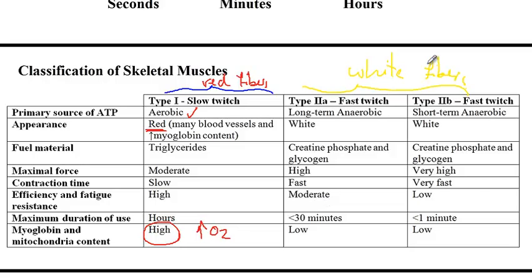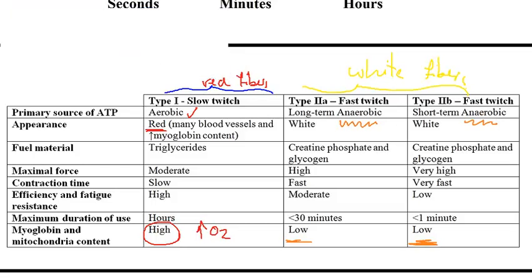Indeed, we have two types of white fibers: type 2A, which can last for less than 30 minutes, and type 2B, which is kind of like the extreme form of fast twitch muscle fibers that will last less than 1 minute. And then as we just discussed, these muscle fibers have a low mitochondria and myoglobin content because they primarily rely on anaerobic respiration. Now, a concept that I would like to discuss here with you is called oxygen debt.